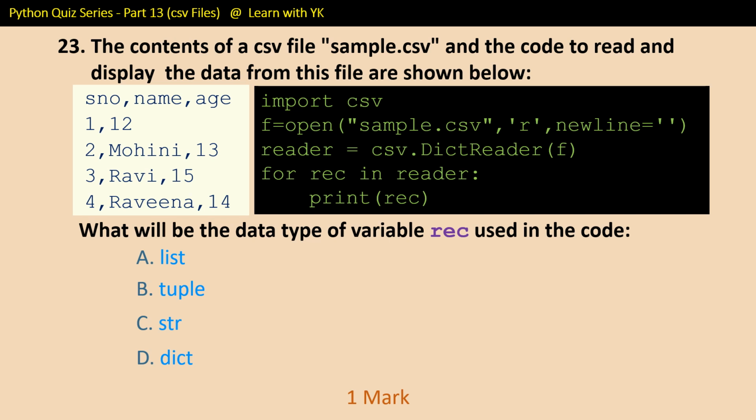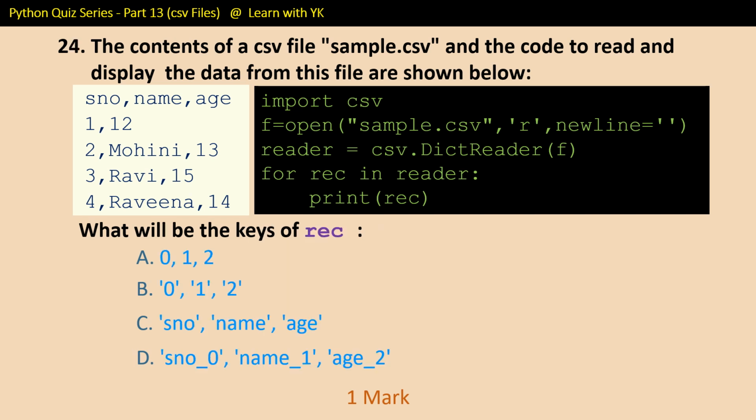Question number 23. The contents of a CSV file sample.csv and the code to read and display the data from this file are shown below. See the contents of the file and the code to read data from this file. Now, what would be the data type of the variable rec used in this code? It will be list, tuple, string, or dict. Dict means dictionary. And the correct answer is option D. It will be a dictionary.